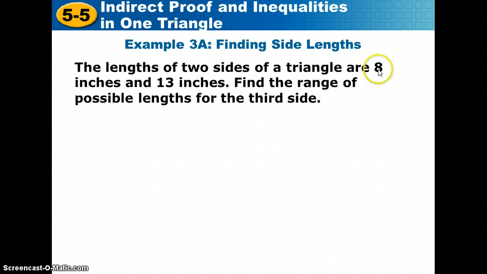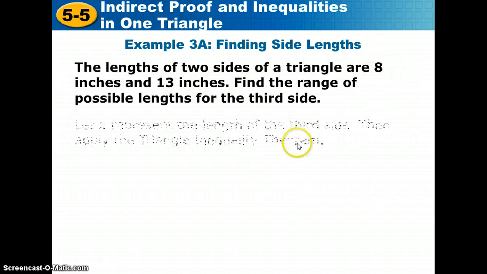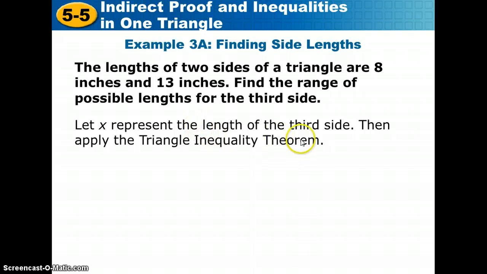Now, either 8 and 13 are the smaller 2 of the 3 sides, or 13 is the longest side and the third side is somewhere between 8 and 13. So we're going to let x represent the length of the third side. And then we're going to apply the triangle inequality theorem.